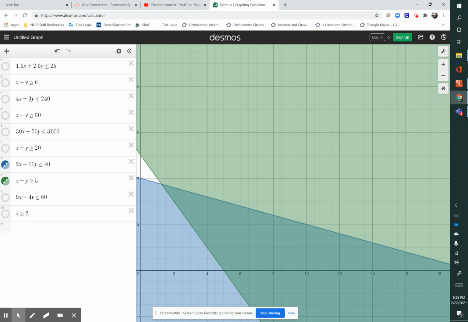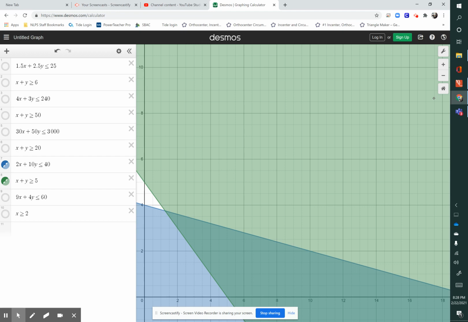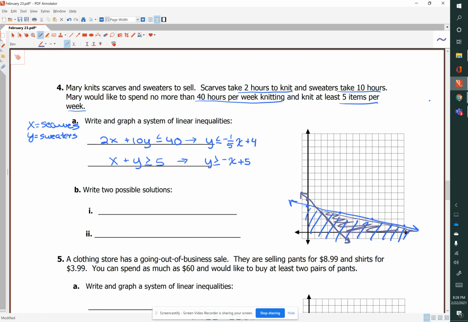So in this triangular shaped solution area is the combination of sweaters and scarves that Mary can make in order to achieve her goal of working no more than 40 hours a week and producing at least 5 items. So 2 possible solutions, we could have 3 scarves and 3 sweaters, or we could have 10 scarves and 1 sweater. But there are other combinations that would work as well.